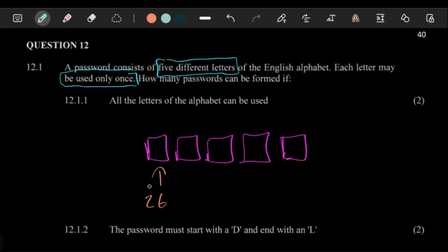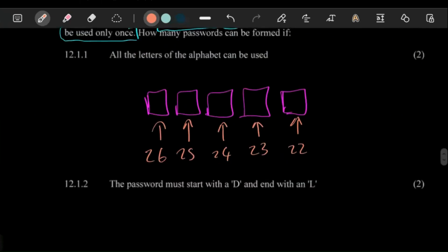So here you have a total of 26 options in the beginning. But the moment you use one option, you have 25 left here, and then 24 left here, then 23 left here, then 22 left here. So your total number of options, you multiply everything here together. In your calculator, don't make the mistake of putting 26 factorial. It's only factorial if it goes down to 1. What's our answer? 7,893,600.